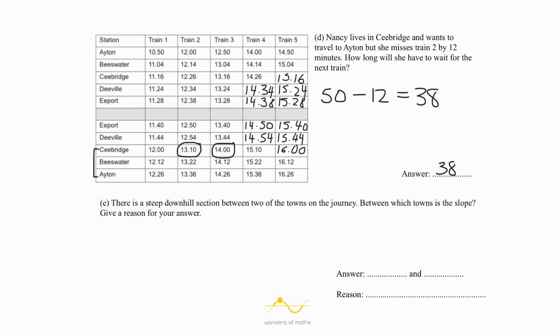This might take a bit of trial and error when you look at the table, but eventually you'll get to the answer of Seabridge and Deaville. This is because it takes 8 minutes to go from Seabridge to Deaville and 16 minutes to come back from Deaville to Seabridge. And those are our final answers, Seabridge and Deaville, because the time taken to go from one town to the next is different in the different directions.